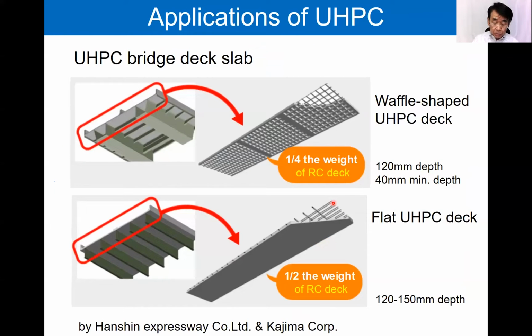Another example of application is the UHPC bridge deck slab. Hanshin Expressway and Kajima Corporation have developed two types of UHPC deck slab. One is the waffle-shaped UHPC deck, which weighs only 1/4 of conventional RC deck. The other is flat UHPC deck, which weighs about half of RC deck. Both types of deck are prestressed in two directions.